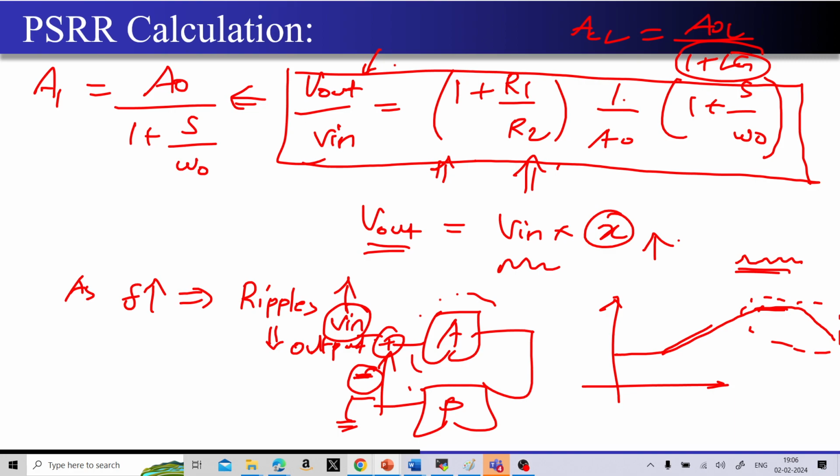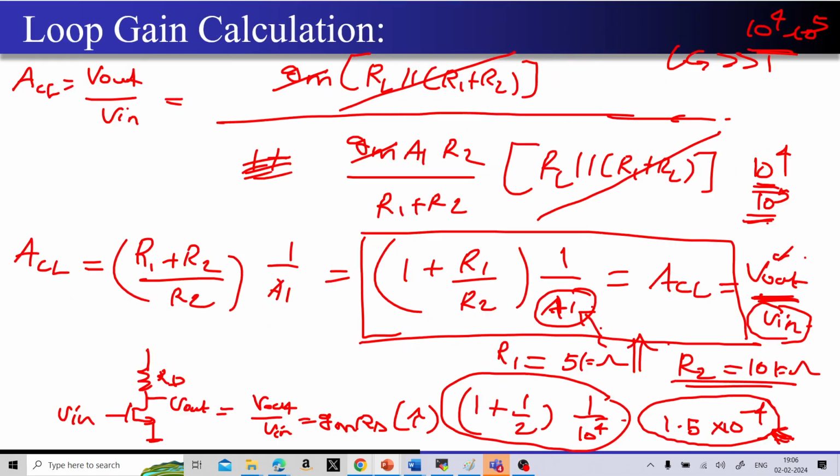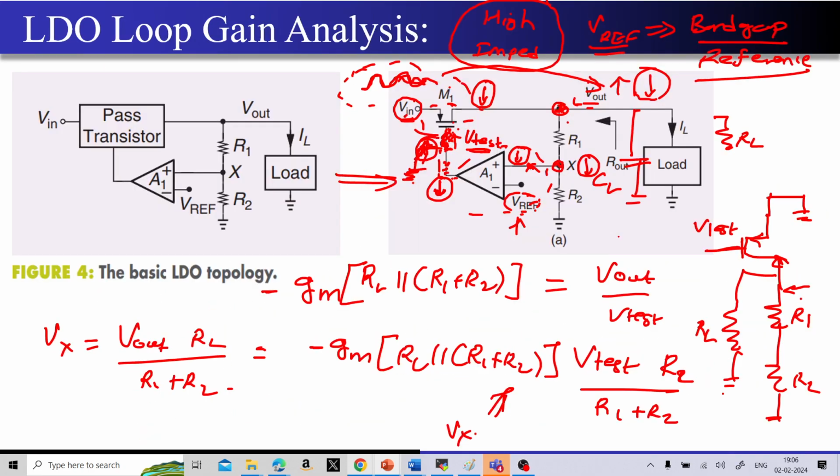So if we break the loop at node X, that is the input of the op amp. In that case, R2 will not come into the picture, no? Just a minute. Yes, you're saying break the loop here. So X node will be grounded.